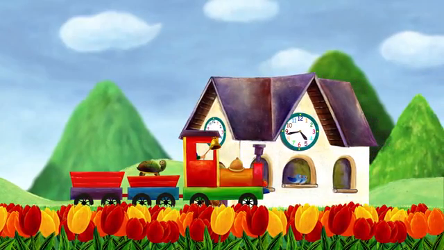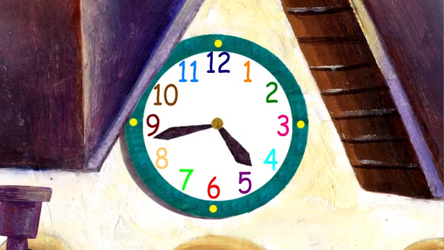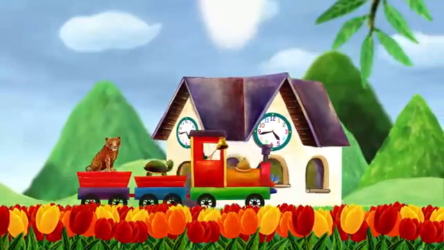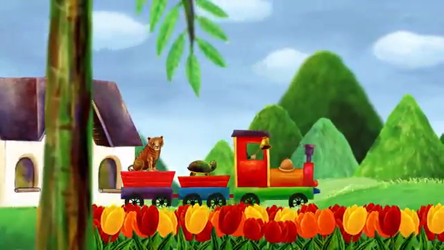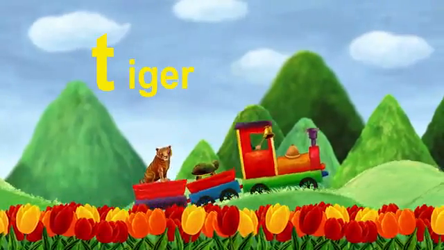The train stops at the station. The train will stay at the station while we count to 12. 1, 2, 3, 4, 5, 6, 7, 8, 9, 10, 11, 12. Now we have another passenger, a tiger. Tiger starts with T.